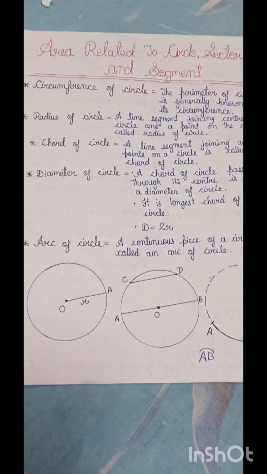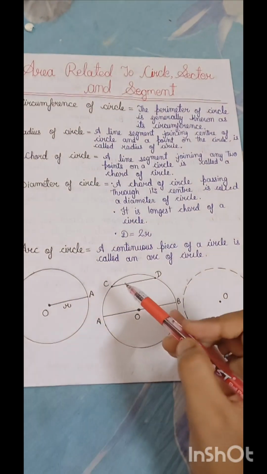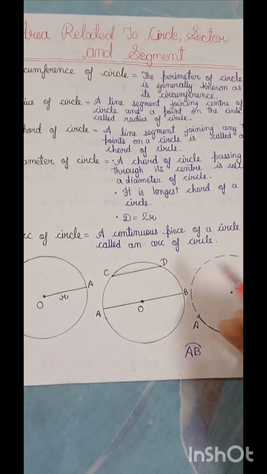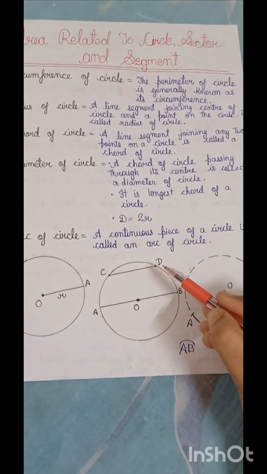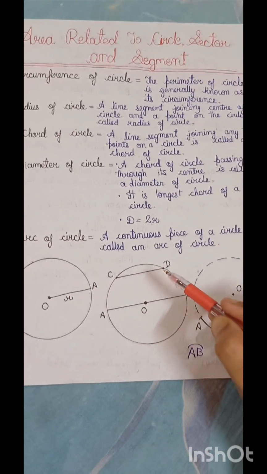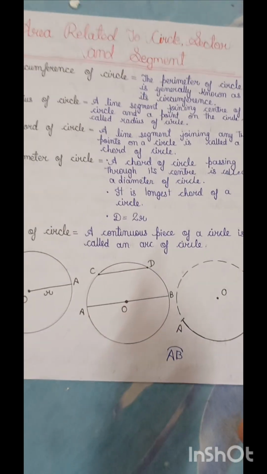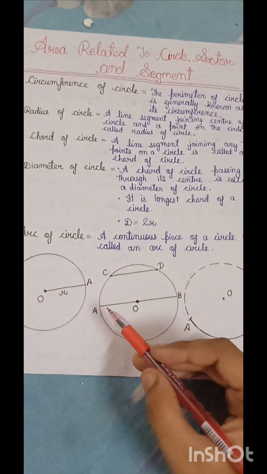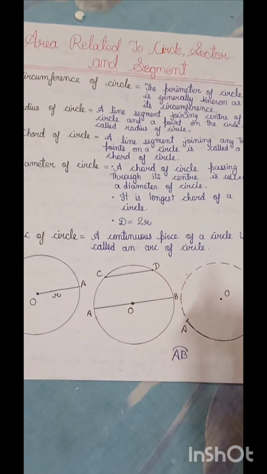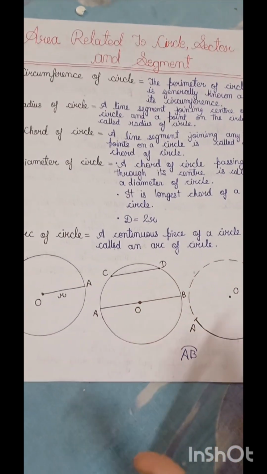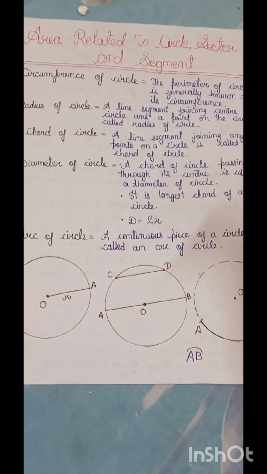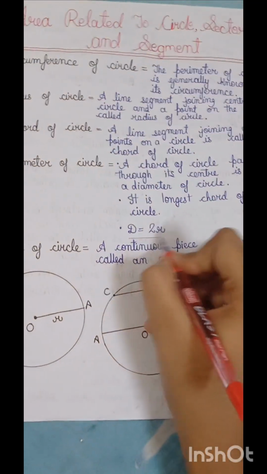Coming to the next, chord of the circle. A chord of a circle is basically a line segment that joins any 2 points that lie on the circle. For example, C and D are 2 points that lie on the circle, and the line segment that joins both of the points is known as a chord of the circle. Diameter of the circle. So the diameter of the circle is basically a line segment. It is also a chord only, but it always passes through the center. Okay, and it is the longest chord of the circle, and the formula to find the diameter of the circle is 2 times the radius.